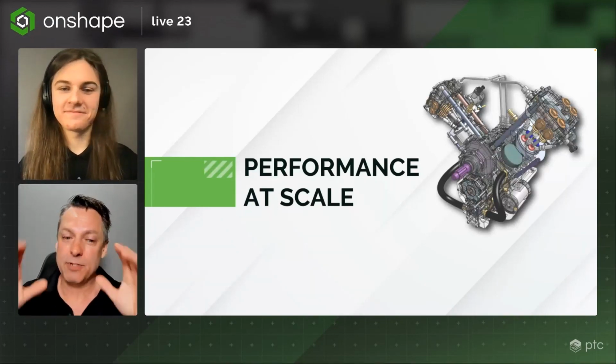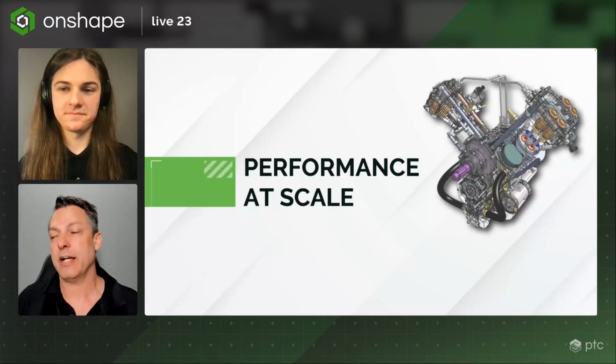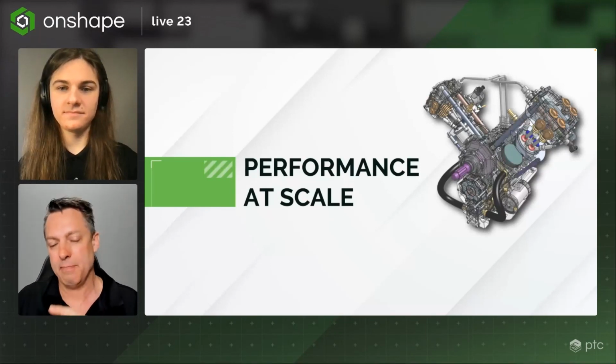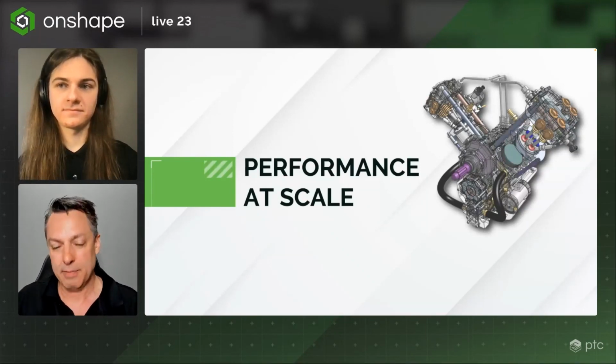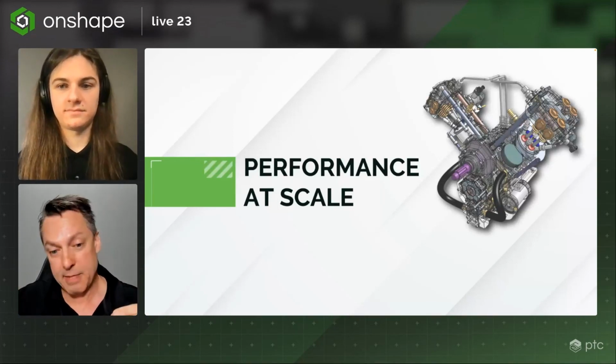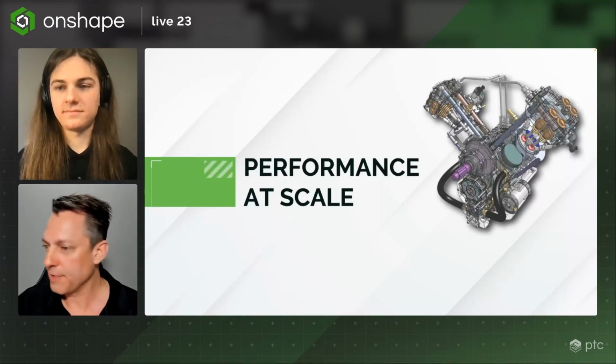All right, so we've taken a look at the environment. We've taken a look at some user level interactions with Onshape. Now let's talk about performance at scale. And by that, I mean the ability to keep your documents moving and performant as they become larger, as they become shared across work groups, and as they become shared across geographies.